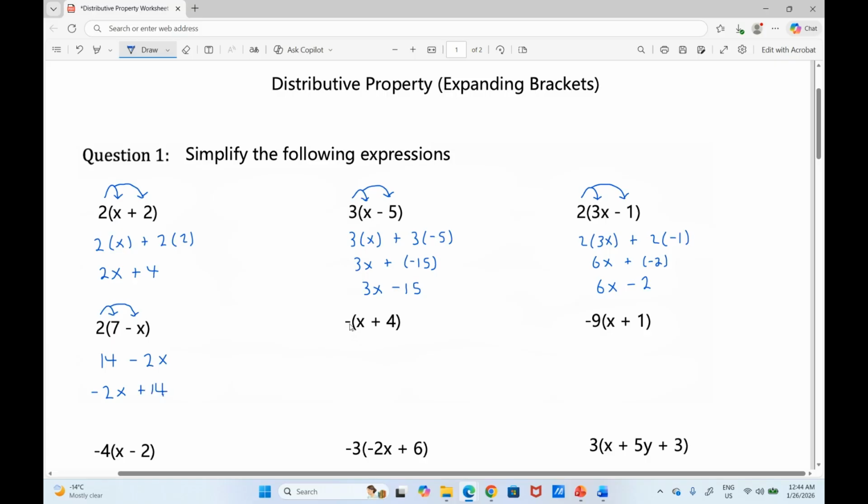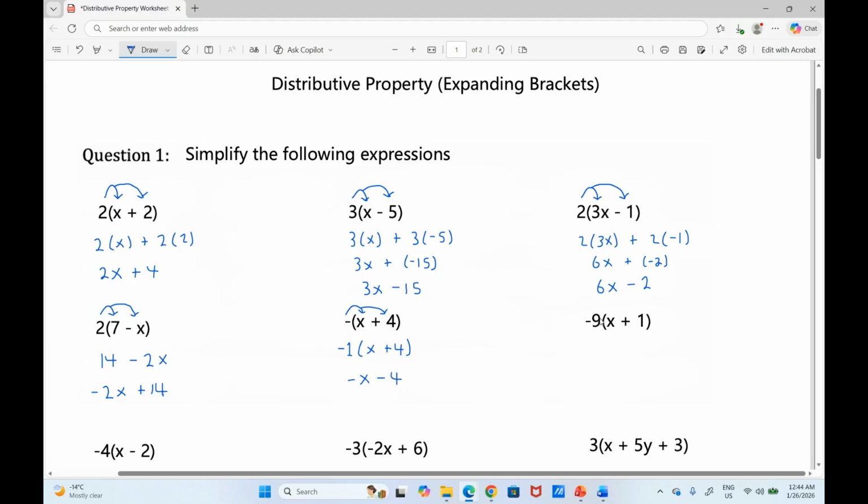Okay, now I have a negative outside my brackets and x plus 4. So what happens is this negative here is actually an invisible negative 1 that exists. So I have an invisible negative 1 bracket x plus 4. So I'm going to apply this invisible negative 1 and multiply it by x and multiply it by 4. Upon doing so, I'm going to get negative x minus 4.